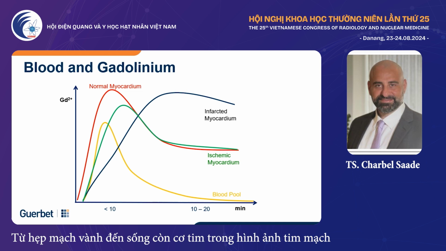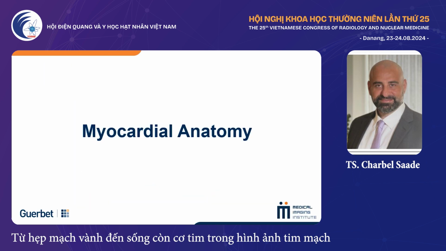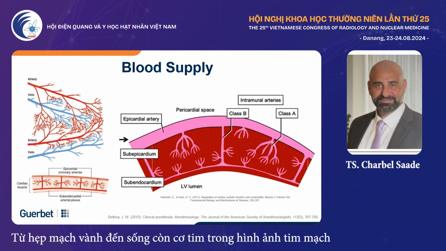I'll show you the information, and let's go through the anatomy as to why this occurs. We take a look at the myocardial anatomy. Our blood supply, basically you have your class A vessels which come from your subepicardium versus your class B vessels which come down and provide blood supply to the myocardium via the subendocardium.